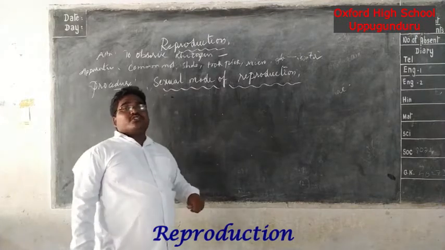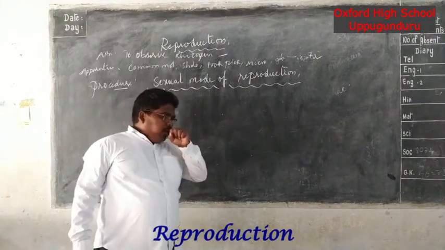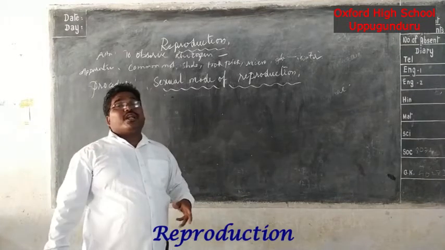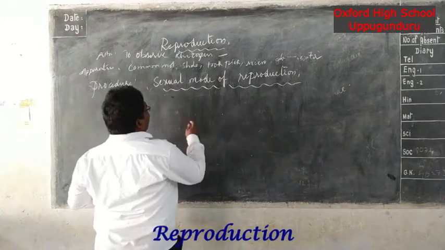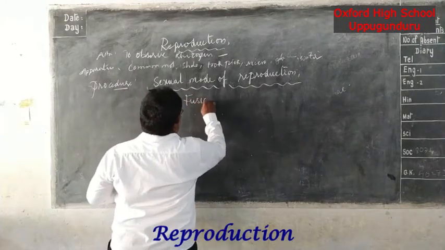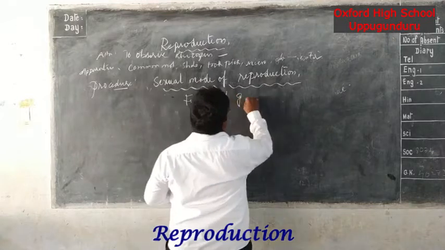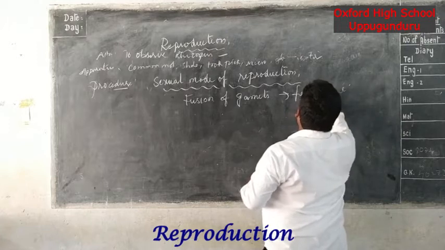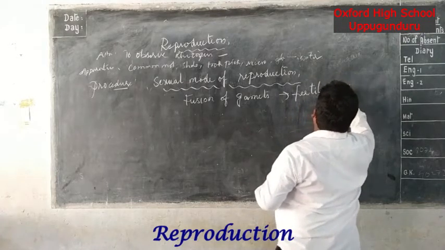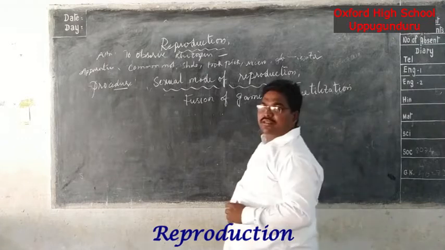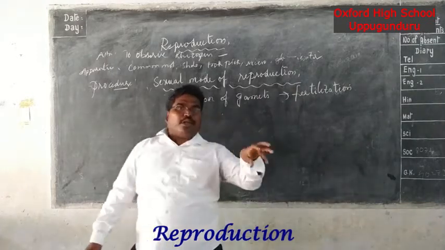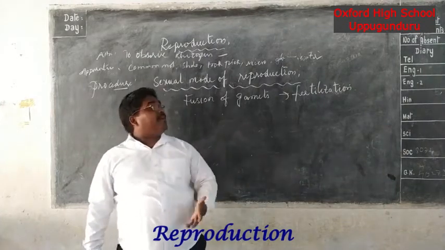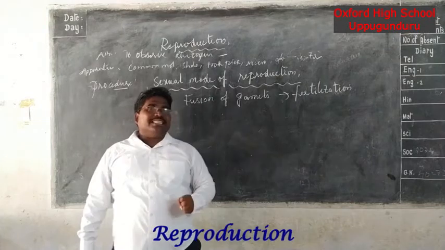Now we are entering into the sexual mode of reproduction. Sexual reproduction is a mode of reproduction that involves the fusion of gametes. Fusion of male and female gametes takes place by fertilization. Do you understand? So sexual reproduction is a type of reproduction where the fusion of gametes occurs by the process of fertilization.